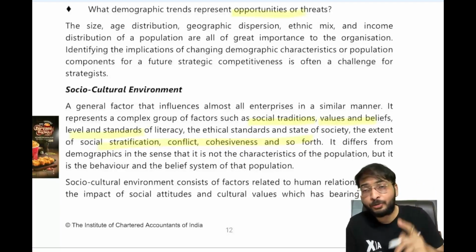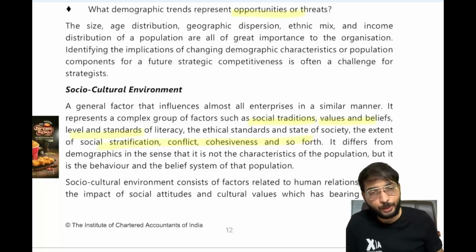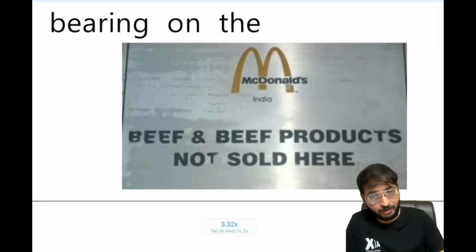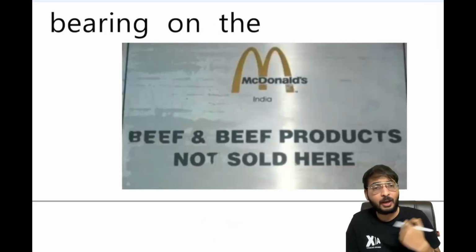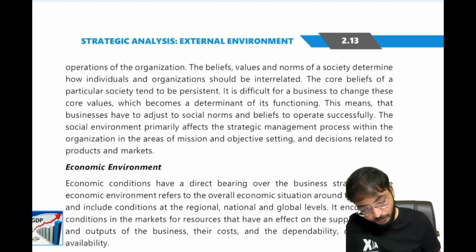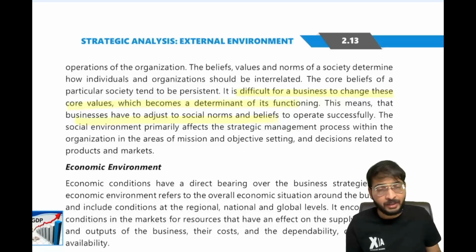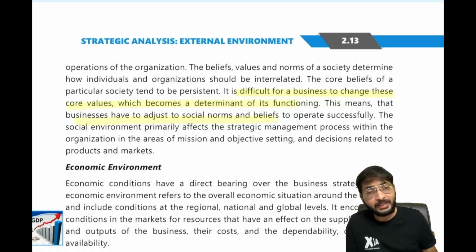Can you change the values or the beliefs of this belief system? You cannot change. So what does business have to do? Instead of changing, they have to adapt to the particular values which are there. Whenever McD is coming to India, beef and beef products are not sold here. This is how they have marketed their selling. It is difficult to change the values, so instead you have to adjust to the social norms and do that particular business. Third one is called as economic environment. Now if someone wants to set up their new business outside their country, can they go to Sri Lanka now, or can they go to Bangladesh now?